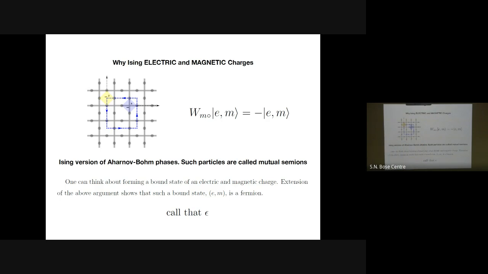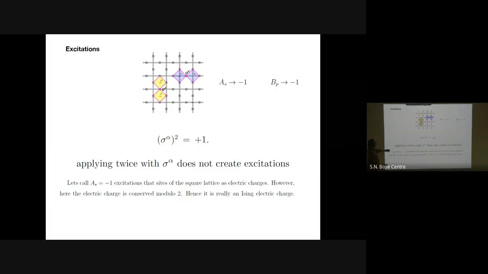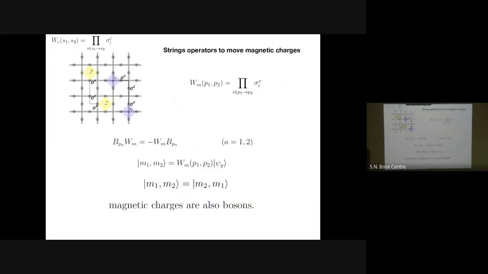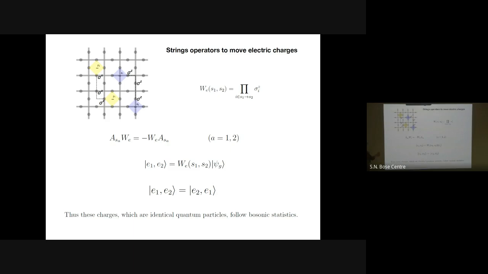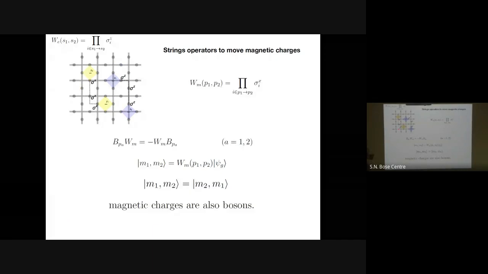Now I take one epsilon here and another epsilon here and try to exchange the two. From the arguments I gave to move the electric and magnetic charges, you would see that if I want to exchange two epsilon particles, which are bound states of E and M, there would be at least one point where this Z string and the X string would need to cross. You find that you cannot avoid one crossing of the X string and the Z string. But since X and Z anticommute, that would give a minus sign.